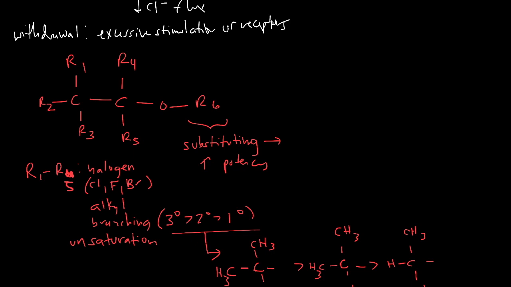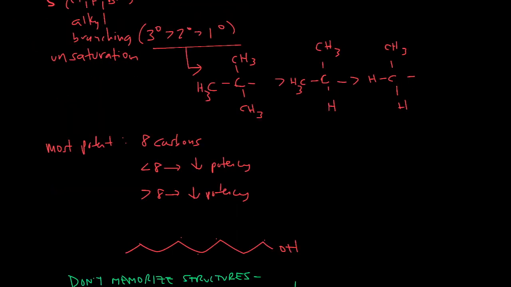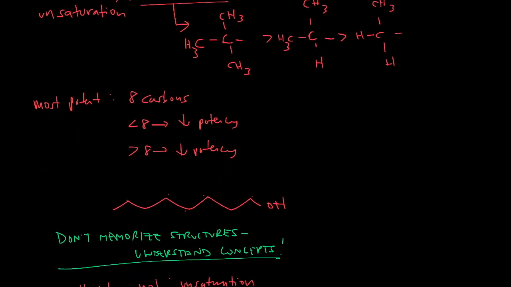Substituting hydrogen at the oxygen with a substituent increases potency, like your carbamates. Substituting R1 through R5 with halogens, like chlorine, fluorine, bromine, alkyl groups, branch groups, or unsaturated groups increases potency. Tertiary branches are more active than secondary branches, which are more active than primary branches. Your most potent are your alpha carbons. Anything more is less potent.